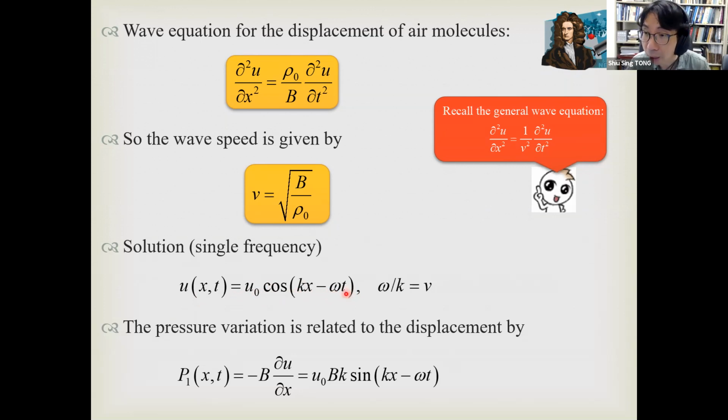They are constrained by the medium. Now omega over k must be equal to the wave speed in order for this solution to satisfy the wave equation, right? Omega over k must be equal to v, and v is determined by the properties of the medium, which is the bulk modulus and the density. Okay.